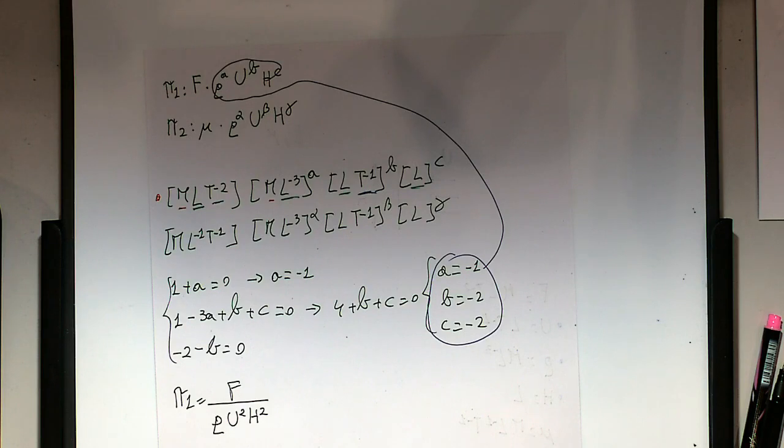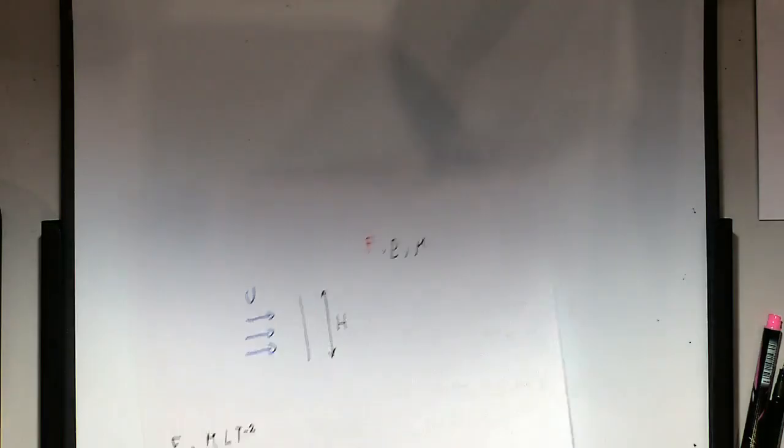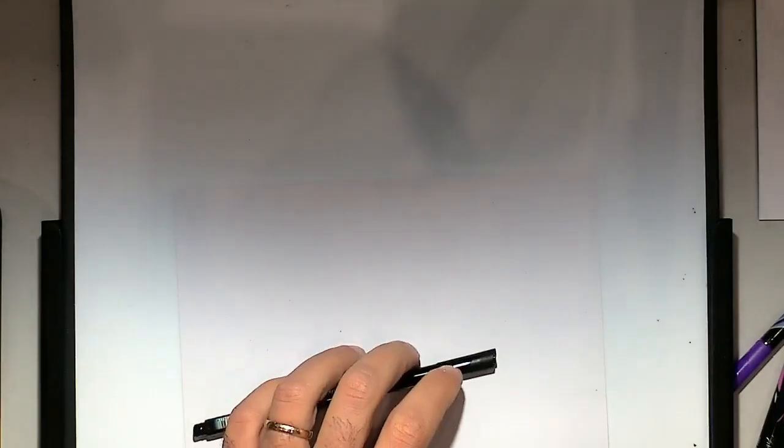A given problem is governed by certain pi groups. No, it's the way we define the pi groups. The pi groups are defined, by definition, by the repeating variables, the non-repeating variable, which is unique, times a linear combination of the repeating ones. It's the definition.